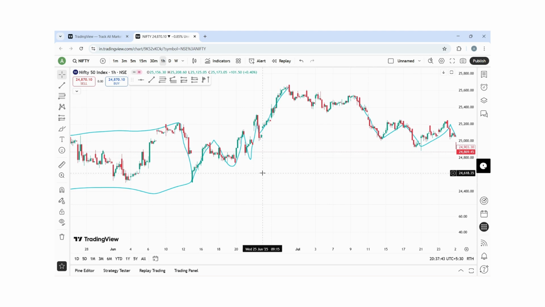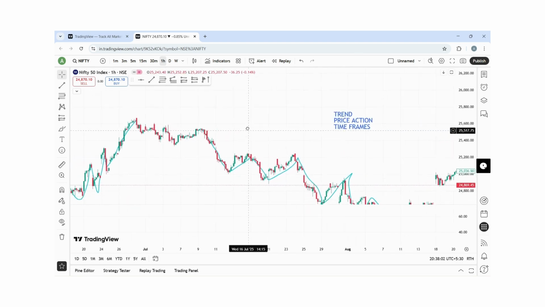This is one way. And one more point is, if you think it is difficult, then you can use some moving averages or trend lines. These kinds of things will help you to find the trend sometimes. And the next topic will be, what is price action?